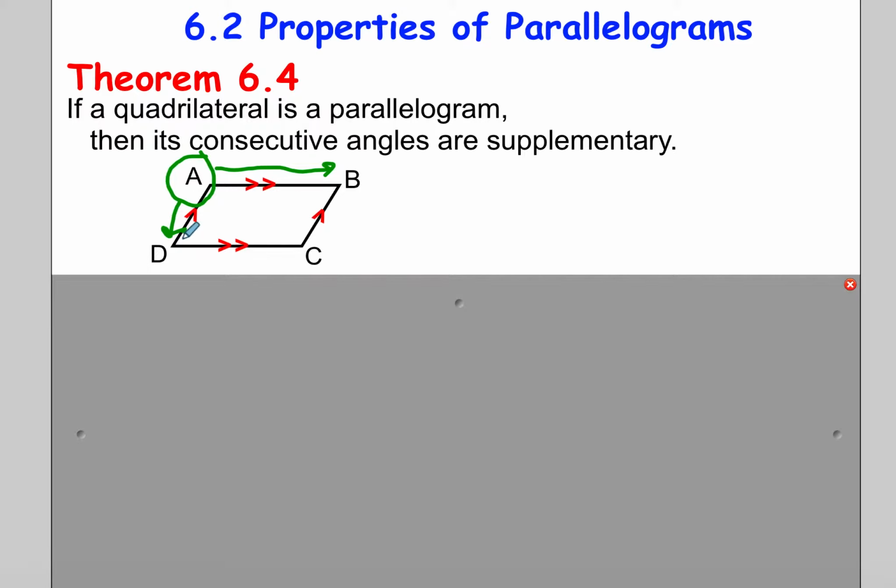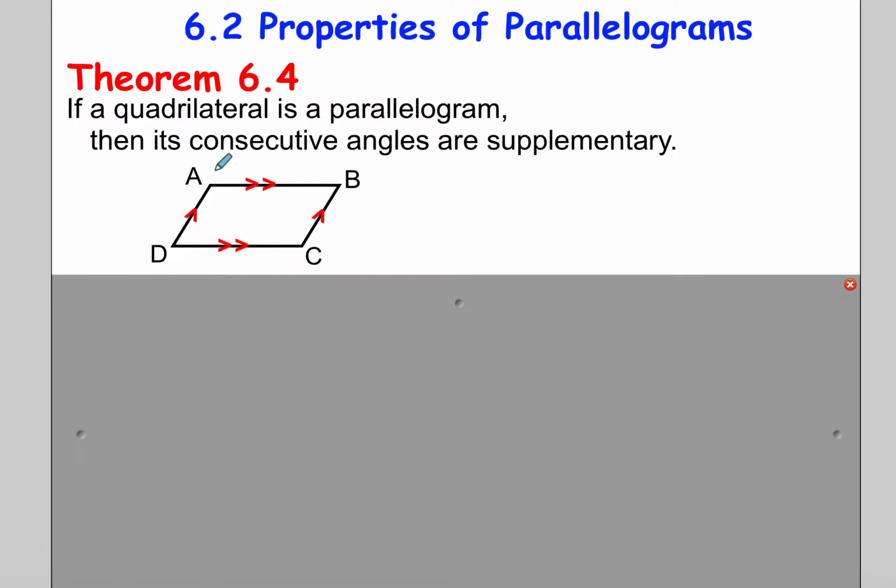Because what we now know is that angle D and angle B are the same thing, right? They're congruent because they're opposite angles. So if angle A is supplementary with B, then angle A would have to be supplementary with D. So the consecutive angles in a parallelogram are supplementary. We could go around and write out all of the pairs of supplementary angles that we have here, but we're not going to do that. I'm just going to show you and talk you through it.